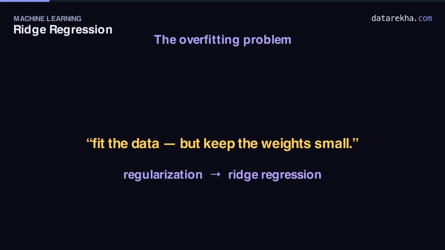So we'd love to give the model one gentle instruction. Fit the data, but keep your weight small. That idea is called regularization, and its most famous form is ridge regression.